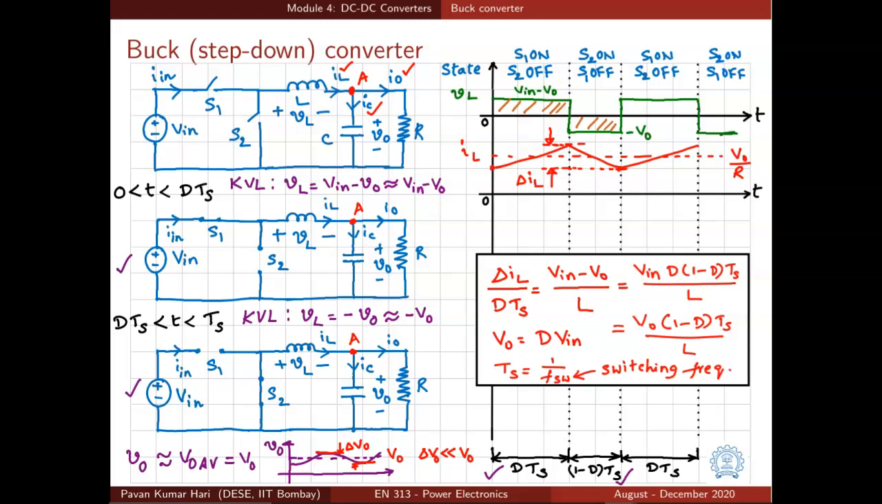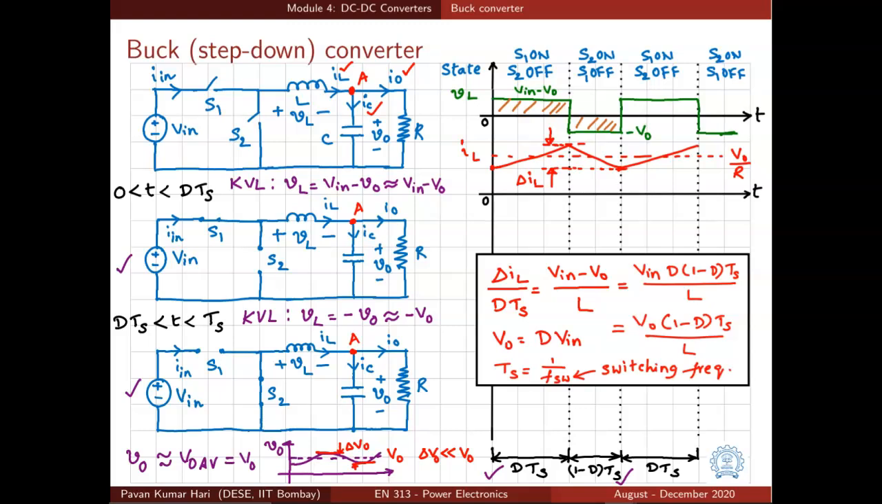And what is Ts? Ts is one switching time period, the time period in which there is one turn on and one turn off transition of one switch. Ts is also the inverse of switching frequency, that is 1 by FSW, where FSW denotes the switching frequency.